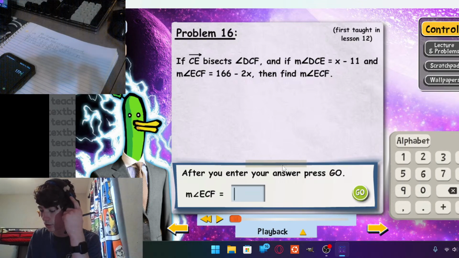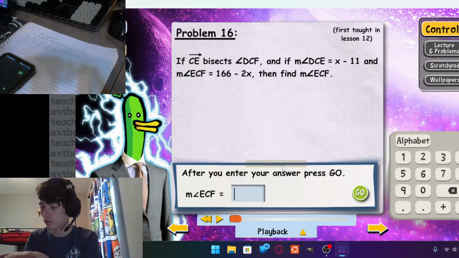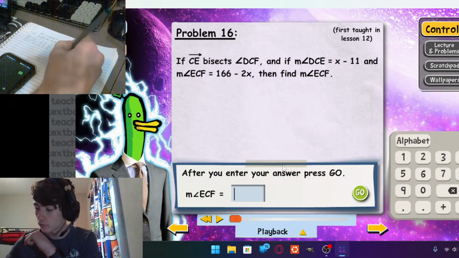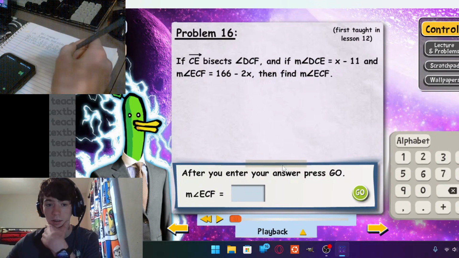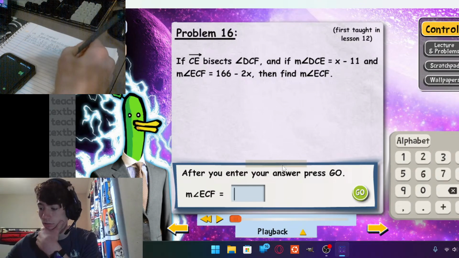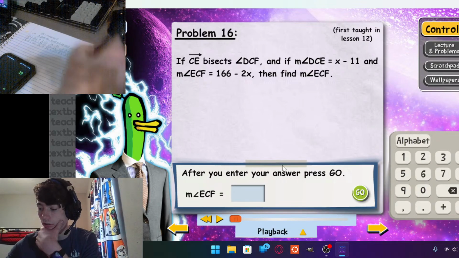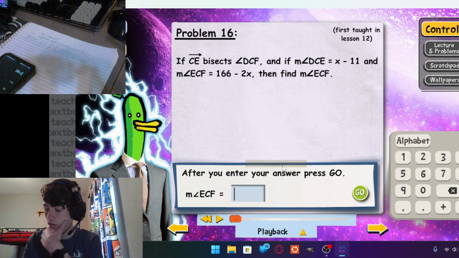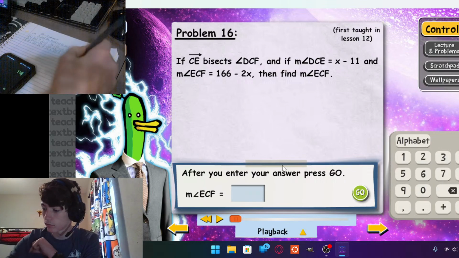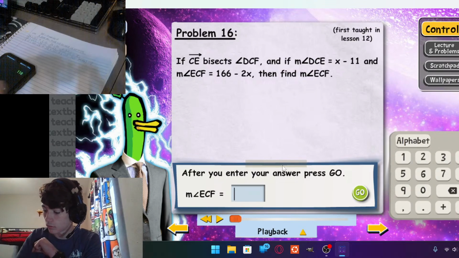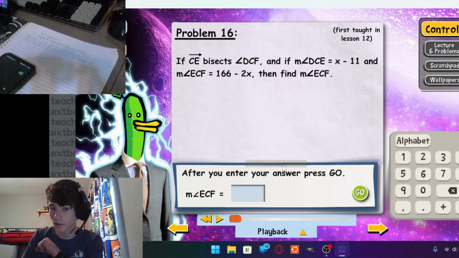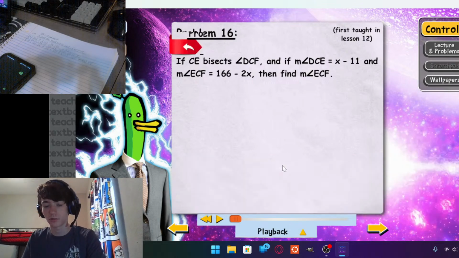177 divided by 3 is 59. In other words, x equals 59. So let's plug that in for ECF, which is 166 minus 2 times 59. That's 118. And then we're going to do 166 minus 118, which is 48. Should be 48. You did it. All right.